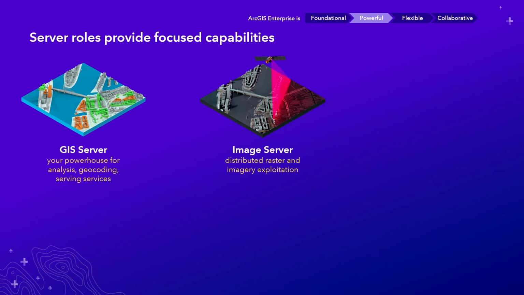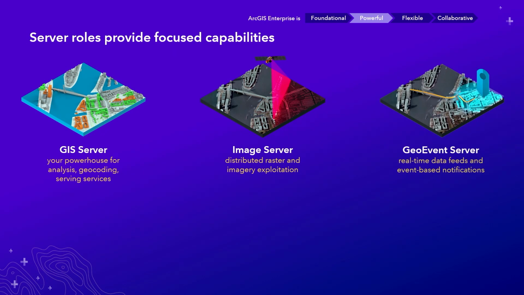So when you have imagery that you want to use, you can turn to image server. You can either license this as a distributed raster processing server or as an image hosting server. Both are very powerful tools for those of you who use complex, large imagery sets and need to exploit those in advanced ways. Next, we have GeoEvent Server.